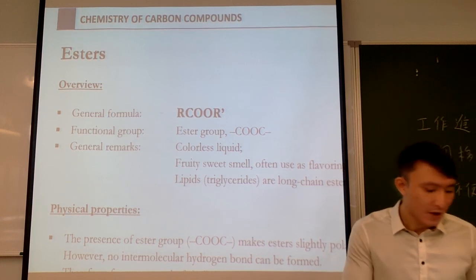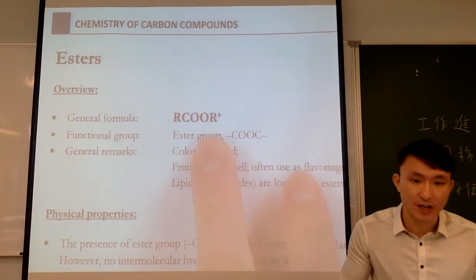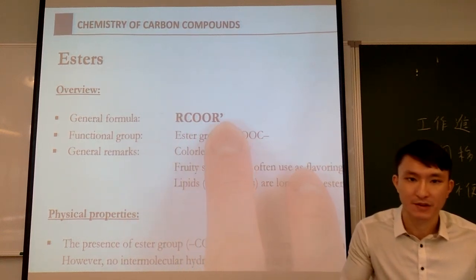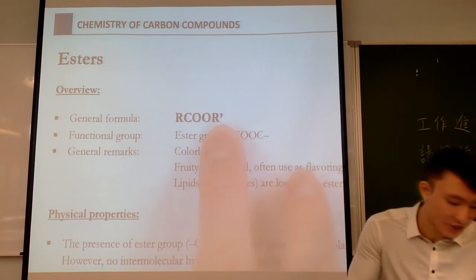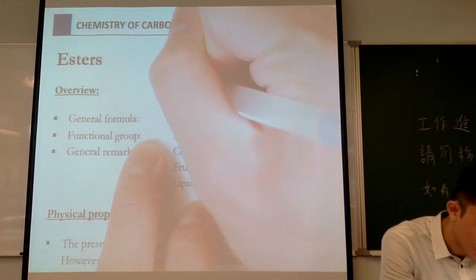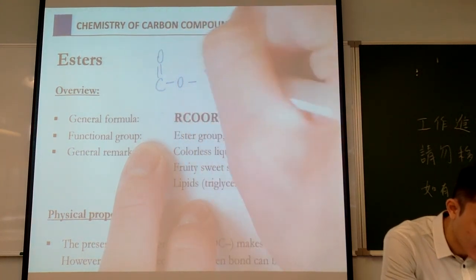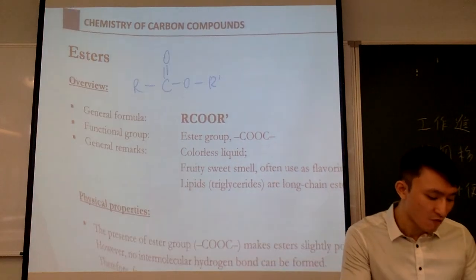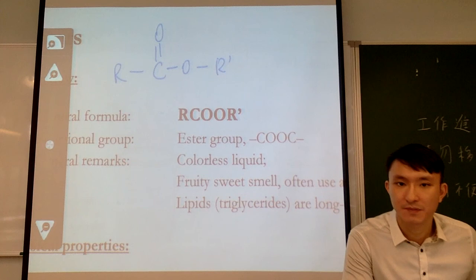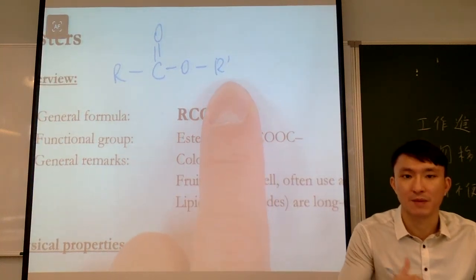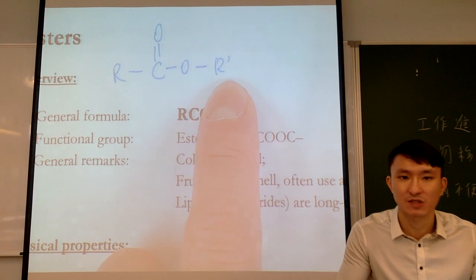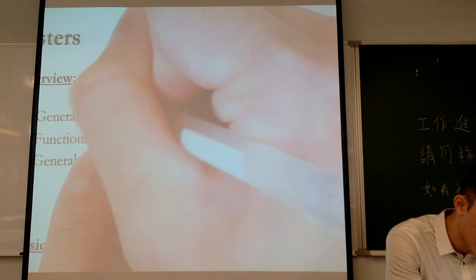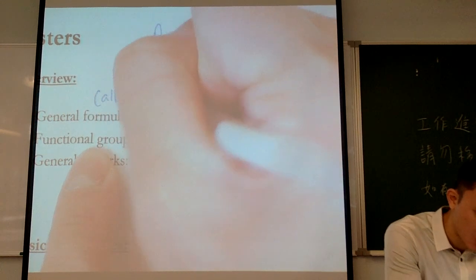Now first of all, for ester, the general formula is given by this one: RCOOR'. This may not be the best representation. A better representation would be this one: C double bond O and then R' and R. Again, the R represents the alkyl groups. These parts could be methyl, could be ethyl, something like this. And for this R, it could be an alkyl group, or it could be a hydrogen atom.